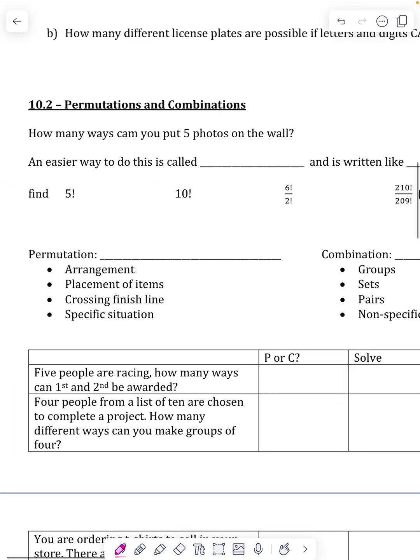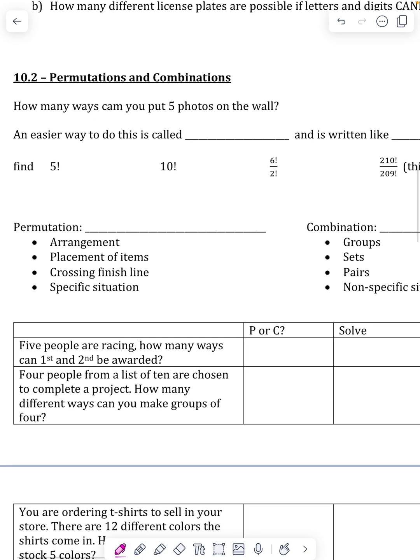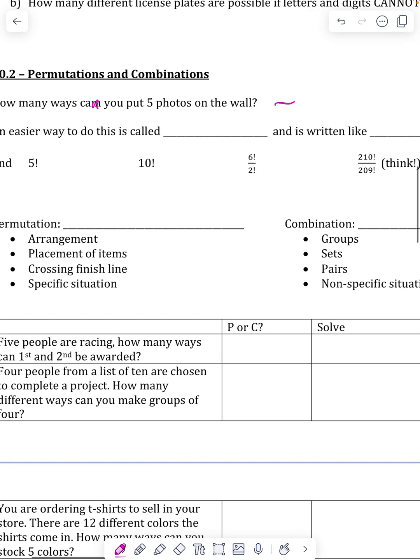Before we do that, the formulas for each of these will require us to understand a new math thing. So let's talk about that. Just to think back to yesterday, in how many ways can you put 5 photos on the wall? Well, if you have 1, 2, 3, 4, 5 photos to put on the wall, you have 5 choices for the first spot, then 4, then 3, then 2, and then 1.